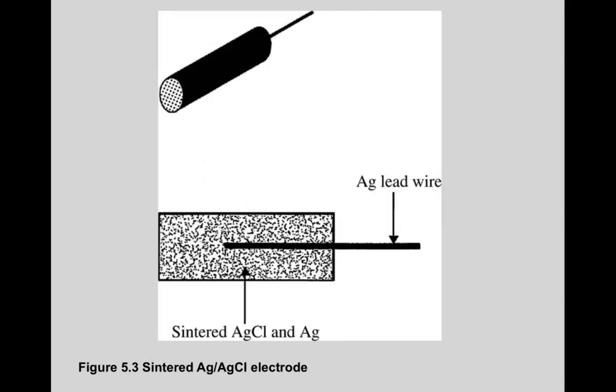Here are some other examples. This is a silver chloride, sintered silver chloride. This one is formed by a mechanical process as opposed to a chemical process. There's a lead wire that's attached to the electrode that is basically a silver wire that minimizes any interface issues between the wire and the electrode itself.